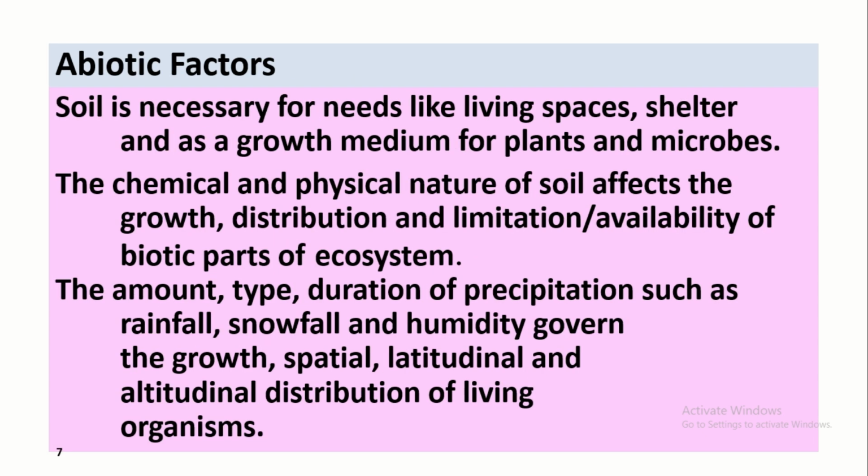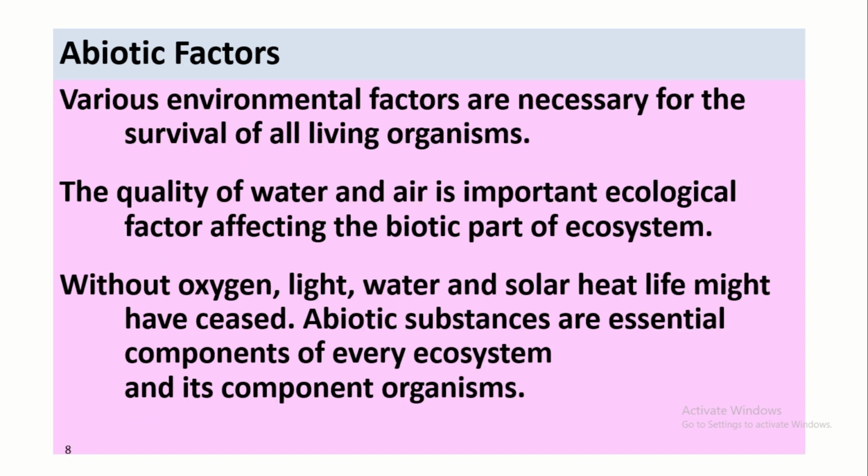Soil is necessary for needs like living spaces, shelter, growth medium for plants and microbes. The chemical and physical nature of the soil affects the growth, distribution, limitation, availability of the abiotic parts of the ecosystem. The amount, type, intensity, duration of precipitation, such as rainfall, snowfall, humidity, govern the growth, spatial distribution, altitudinal distribution, latitudinal distribution of the living organisms.